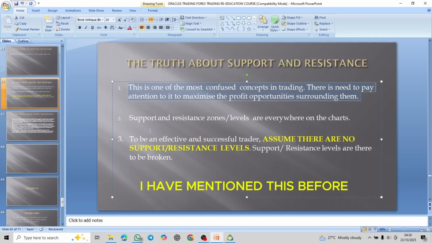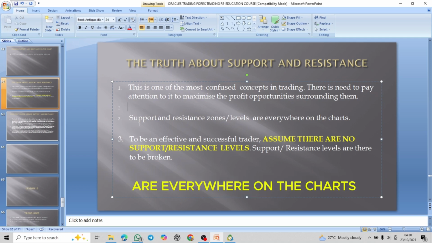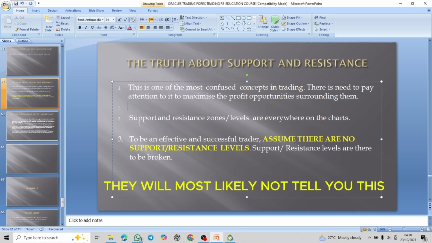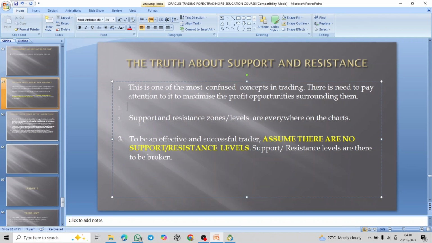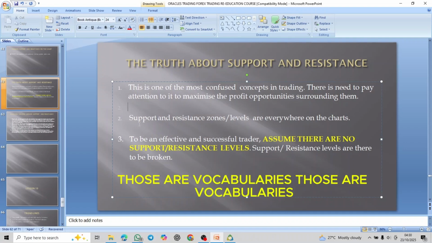I have mentioned this before that support and resistance zones and levels are everywhere on the charts. They will most likely not tell you this. Then they bring their idea of major support and resistance zones. Those are vocabularies.